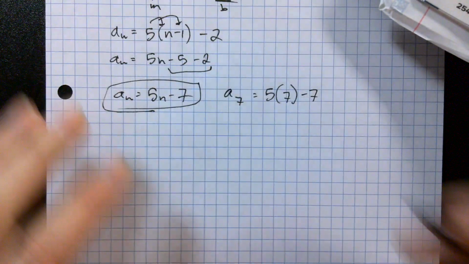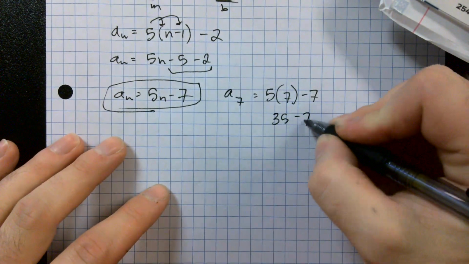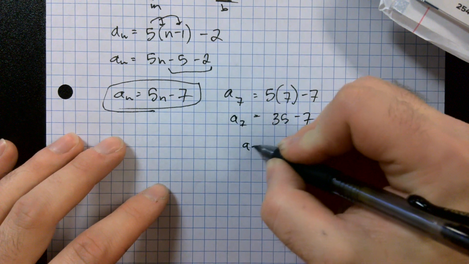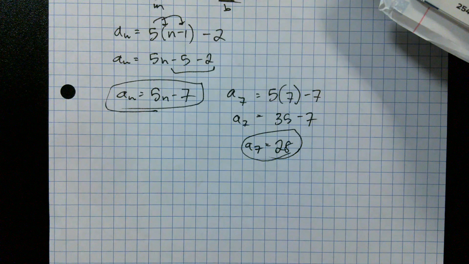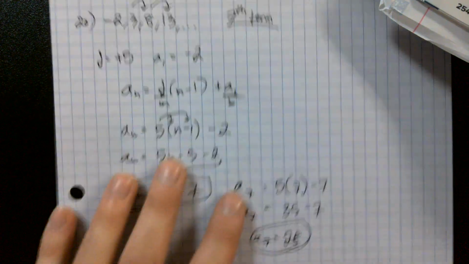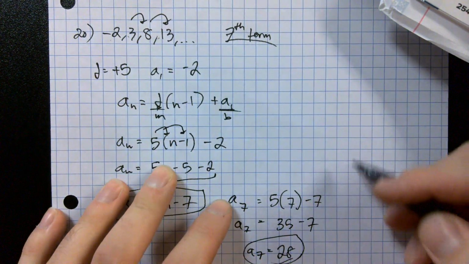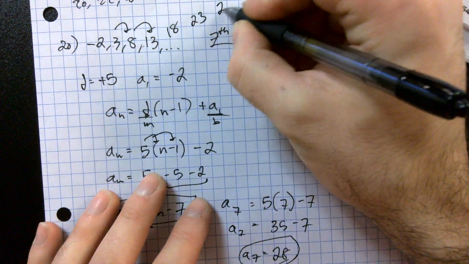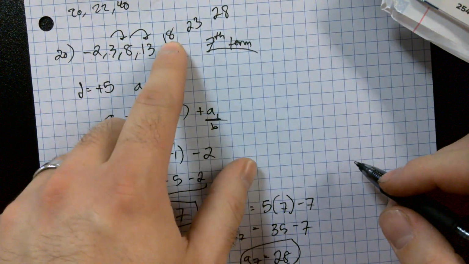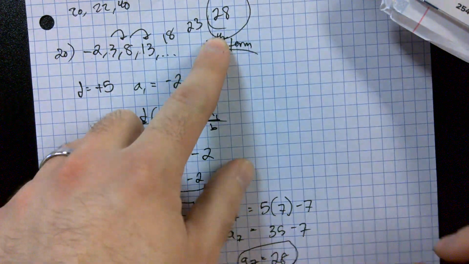5 times 7 gives me 35. What's 35 minus 7? 28. So the seventh term in this sequence is going to be 28. Well, here's the first, second, third, fourth term. If I keep adding 5: 18, 23, 28. There you go. Fifth term, sixth term, seventh term.